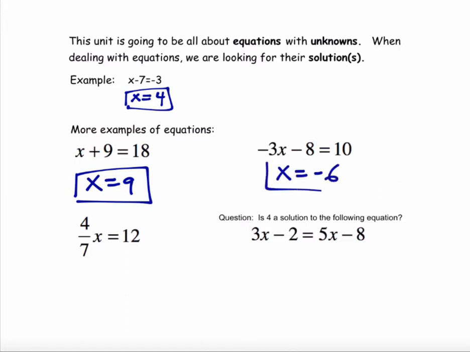And you can test to make sure you've done everything correctly by actually substituting this number in for your variable and seeing if it makes the statement true, right? Negative 3 times negative 6 is 18. 18 minus 8 is 10. Fantastic, amazing. We're going to see all sorts of different equations, including this one on the lower left. Maybe a little tough, right? 4/7 of what number is going to be equal to 12? In this case, our solution is 21.